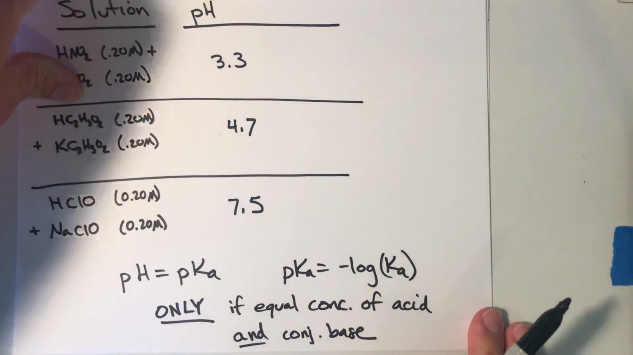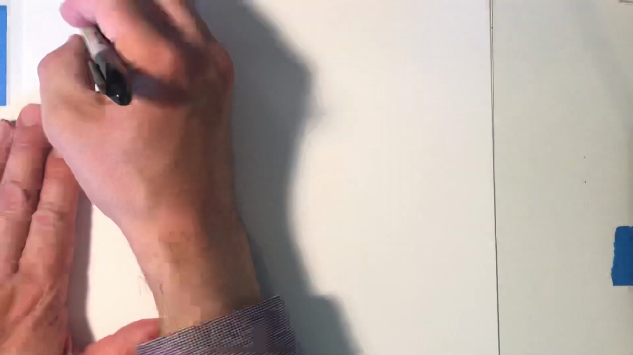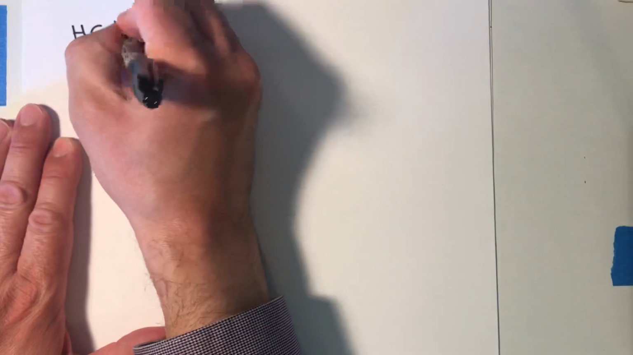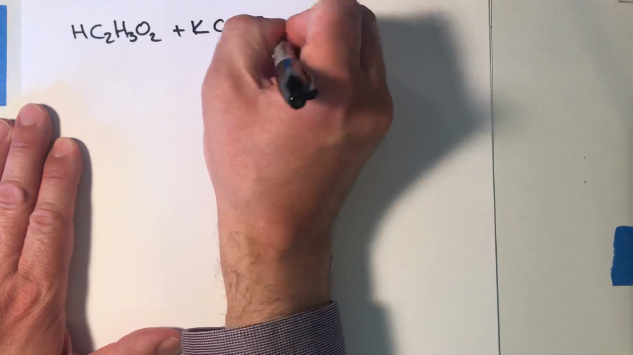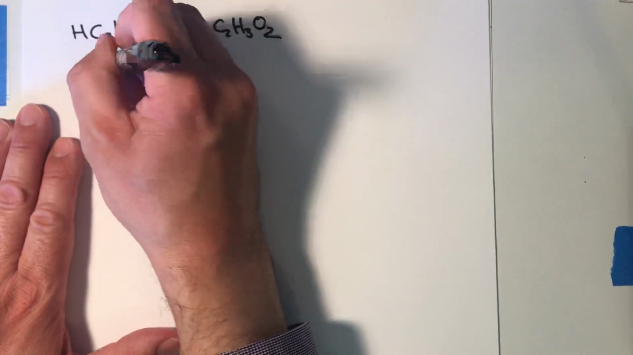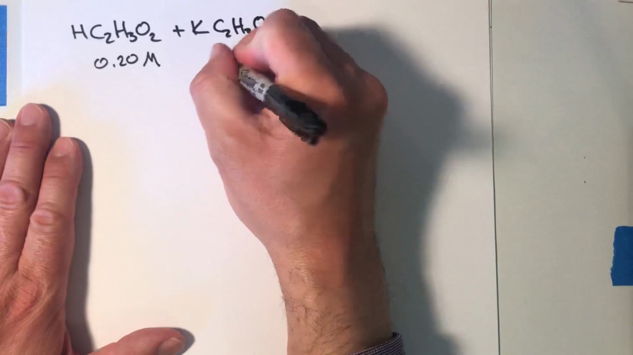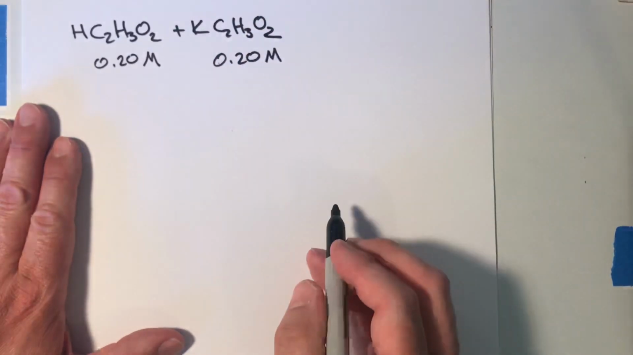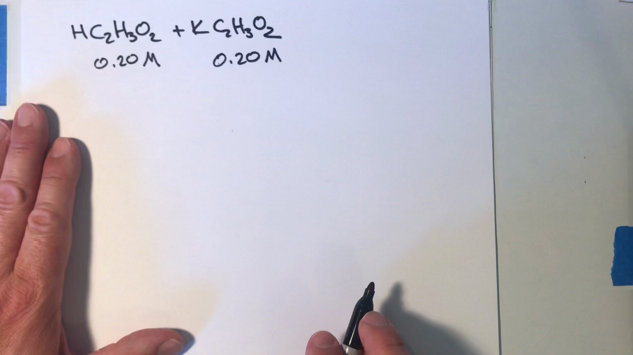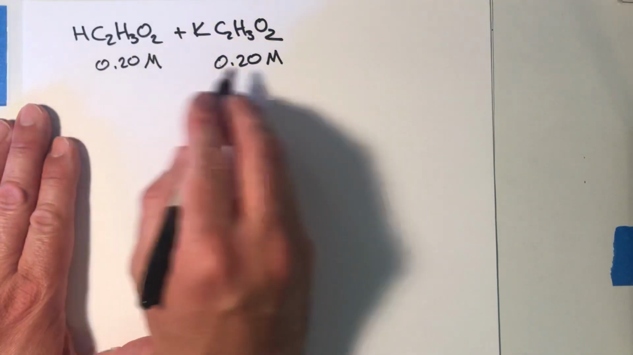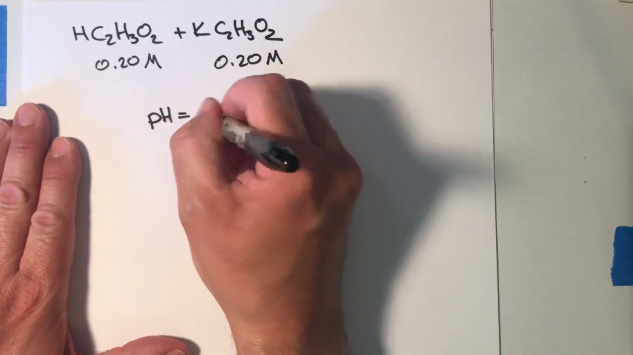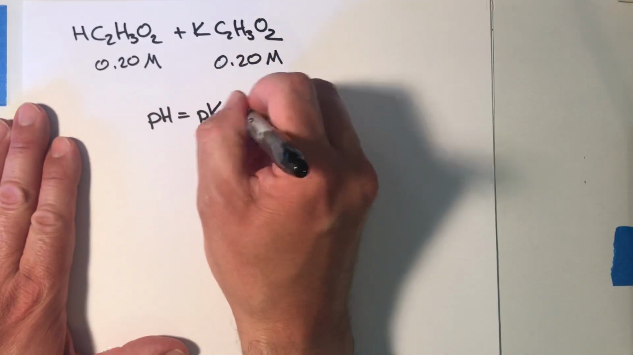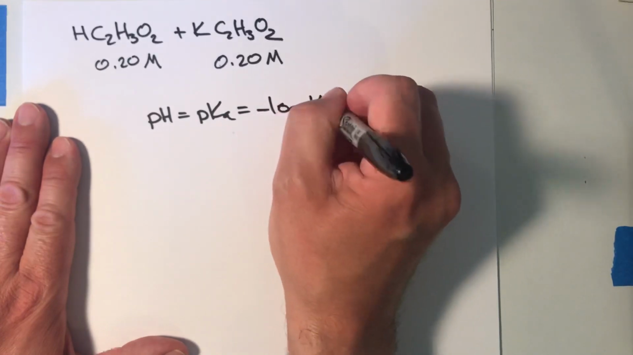So we can do an example just to double check ourselves. We can look at the acetic acid plus potassium acetate solution. And again, let's say we had 0.20 molar acetic acid and a concentration in the same solution of potassium acetate of 0.20 molar. Now we have equal concentrations in solution, so we can find the pH of this solution by finding the pKa, which is the negative log of the Ka value.